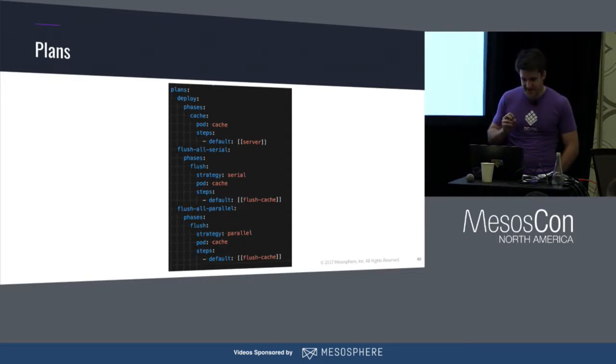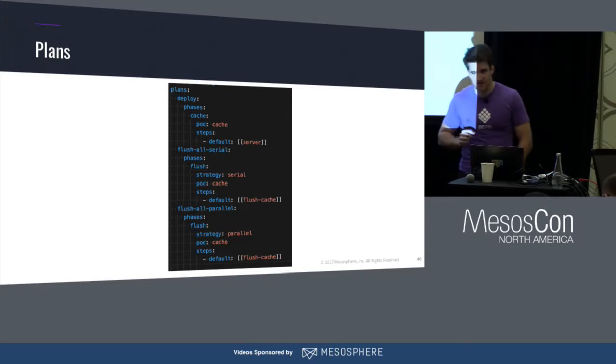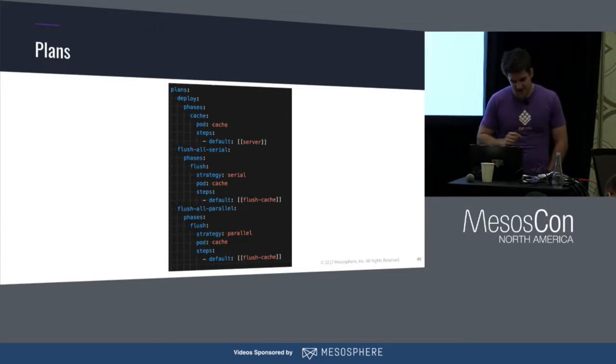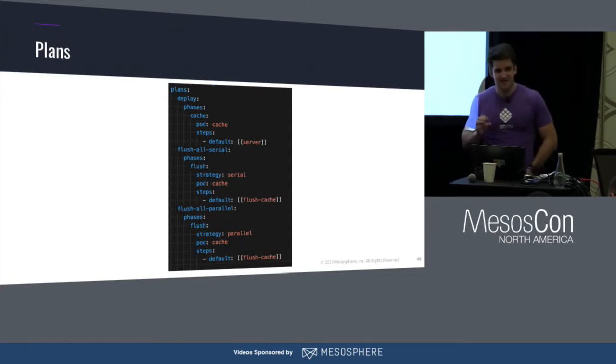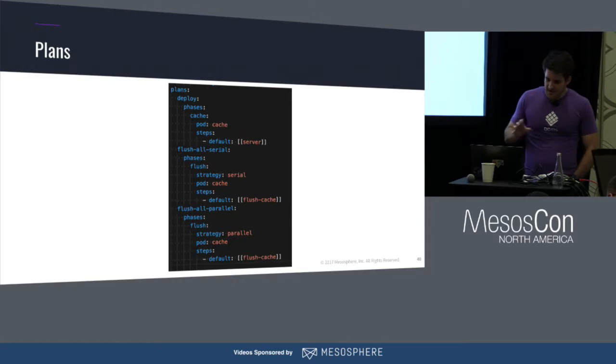All right, so we'll write down flush all serial and flush all parallel, the only difference being a serial versus parallel strategy, right? So serial means do this one, wait for it to finish, do the next one, wait for it to finish, do the next one, wait for it to finish. Parallel means do them all right now.